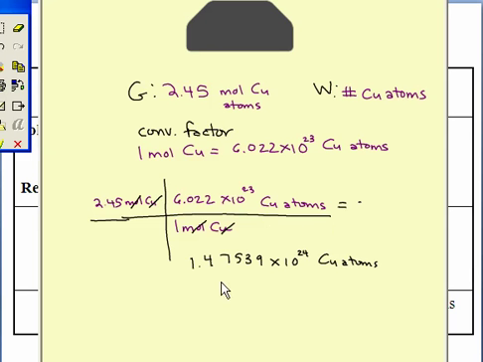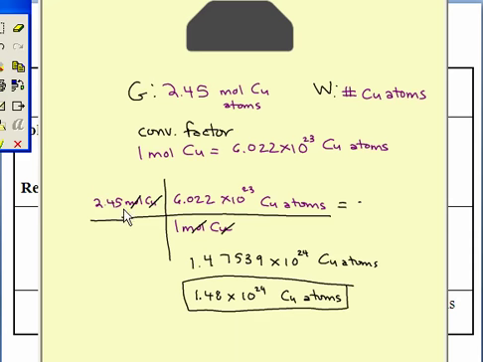Okay, so let's go back and look at sig figs. My original value has 3 sig figs, so 1, 2, 3. This is a 5, so 1.48 times 10 to the 24 copper atoms. Okay, now let's see. Does this answer make sense? Well, I have about 2.5 moles of copper, and every mole is 6.022 times 10 to the 23. So this is more than 6.022 times 10 to the 23, but not incredibly more, just an order of magnitude. So yes, this answer makes sense.